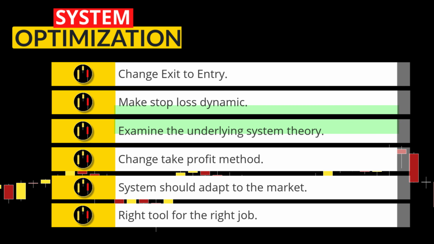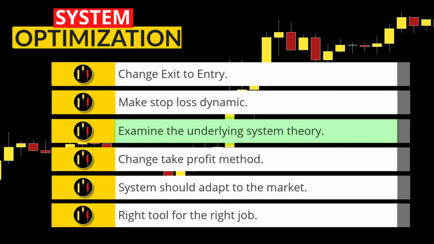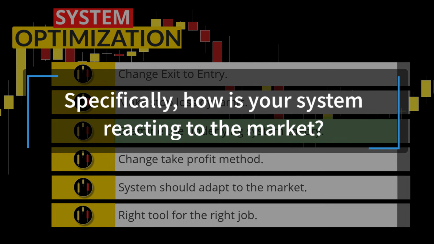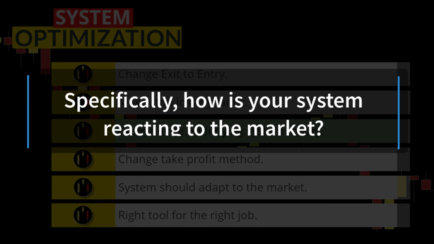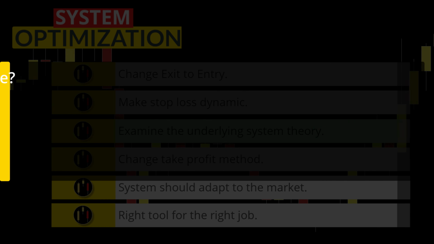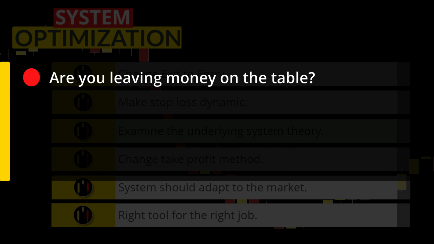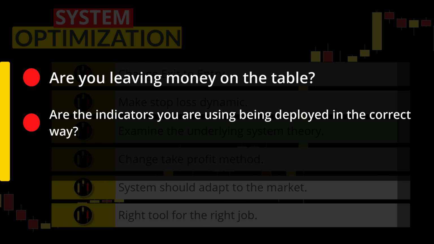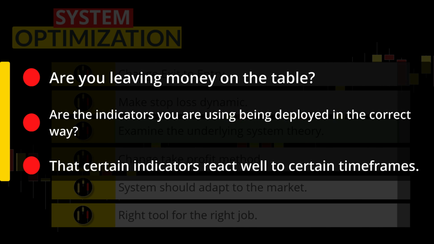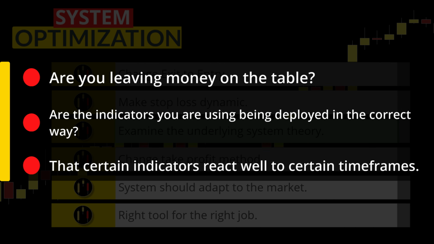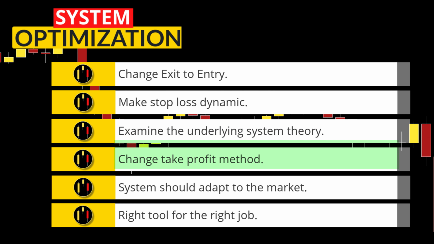The third item to examine is the fundamental theory this system operates under. When you manually backtest a system, you will see for yourself how your system is interacting with the market. These are some specific things to ask yourself. Are you leaving money on the table by taking profits too early? Are the indicators you are using working as expected? Is your trading system applicable to the time frame you are trading on? These are key points to designing a successful trading system.